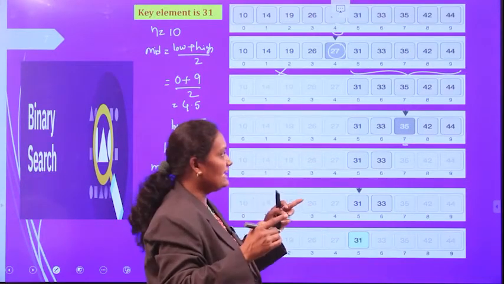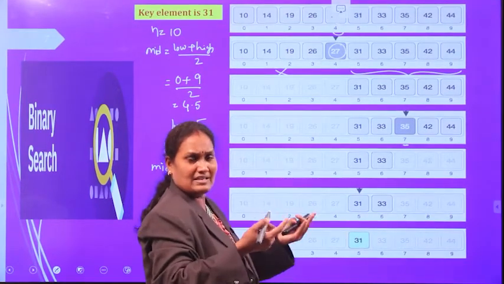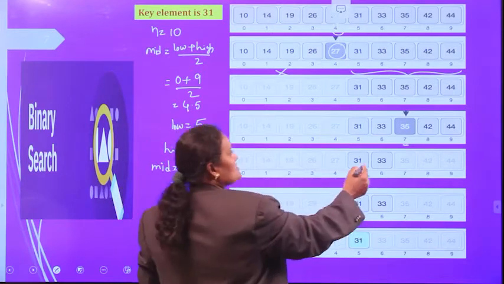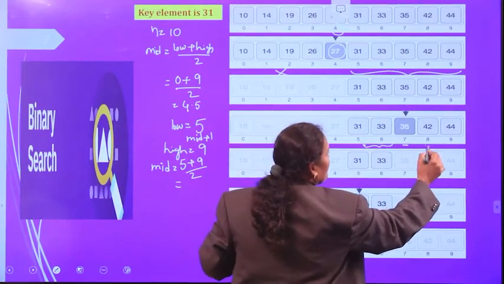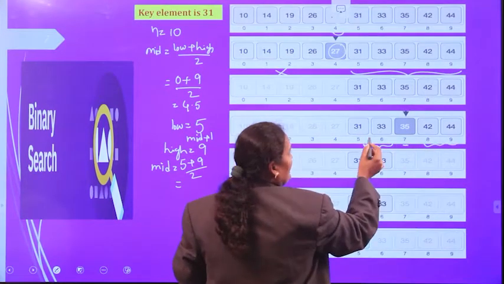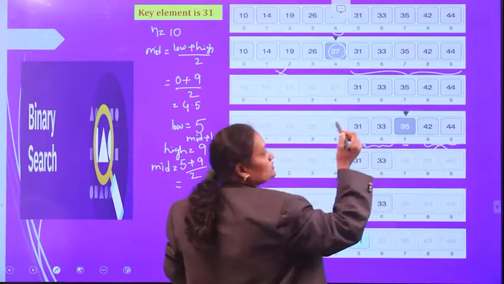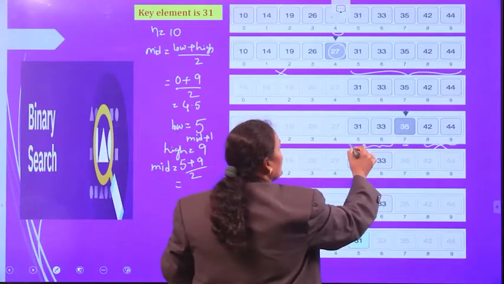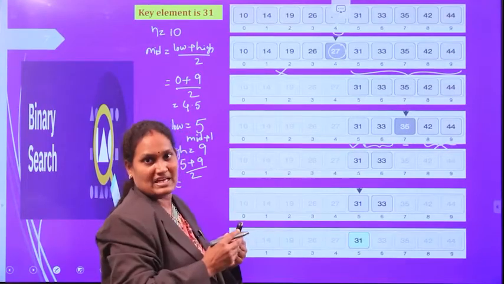Since it is not equal, I am going to find whether it is less or greater. 31 is obviously less than 35. So it may be present in this subarray. Here we get two subarrays. This is one subarray and this is another subarray. But the search does not proceed to this subarray. We are going to search this subarray only. That is, only the left subarray we are searching.